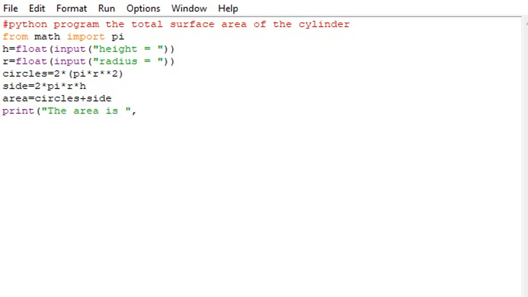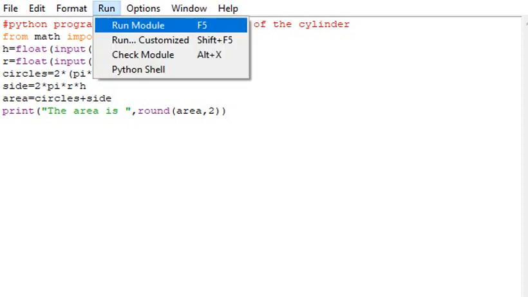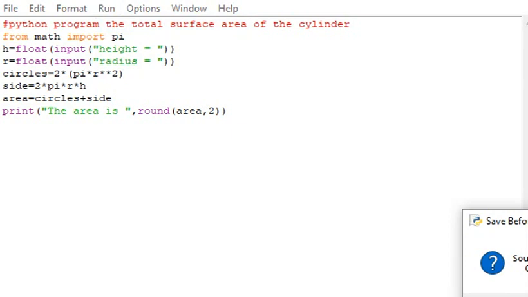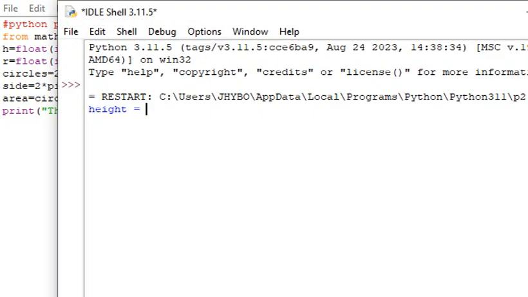Let's round up the figure. Area to 2 decimal places. So that's a simple method to find the area of the total surface of a cylinder. Let's run our program to see what output it will give us.